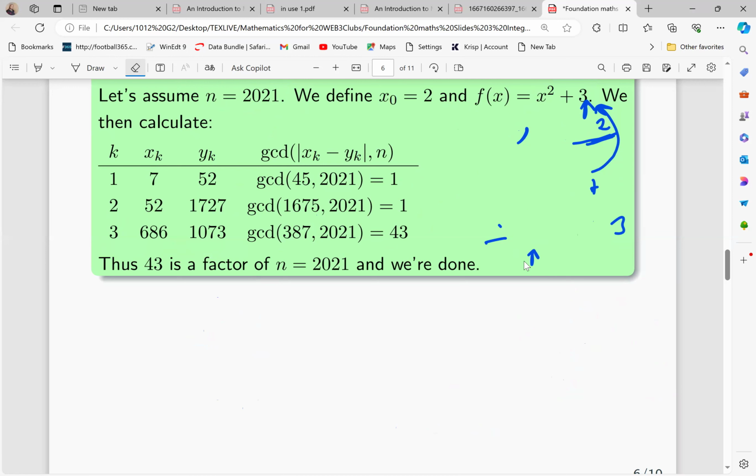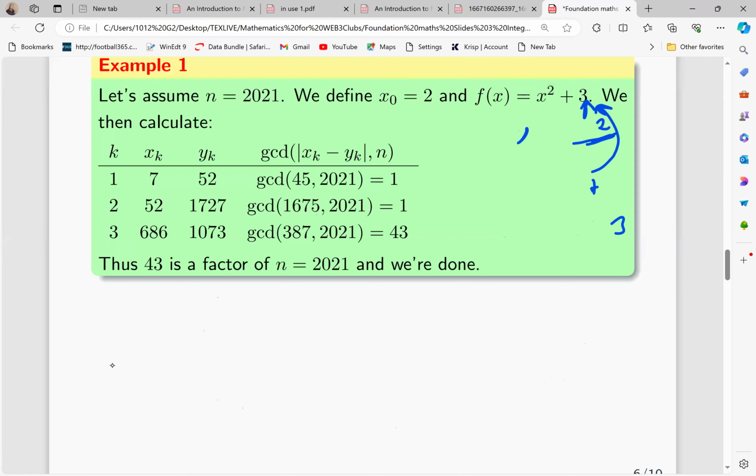Now, what you discover is that if you're using an algorithm, this algorithm makes your work easier. You can see it has made our work easier. How many steps do we have? We just have 3 steps, and you've already factored this number, 2021. But if you're using trial and error, you would have used several steps to do that.